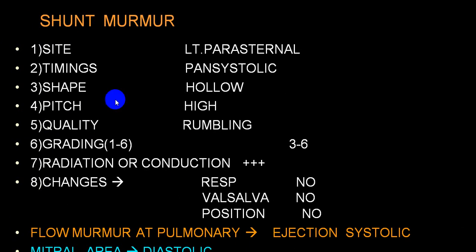The murmur is very frequent because of a large VSD or a medium sized VSD. It will be a parasternal pansystolic murmur, a harsh murmur, also described as a rumbling murmur. Grade wise, it is usually 6 by 6 in large defects. Also in case of a Rogers defect, the murmur can be loud enough. It will radiate over a very wide area, with no change with respiration, Valsalva or different position. You can have a flow murmur at the pulmonary valve because of increased blood flow from RV into pulmonary circulation, producing an ejection systolic murmur, which we call a flow murmur.